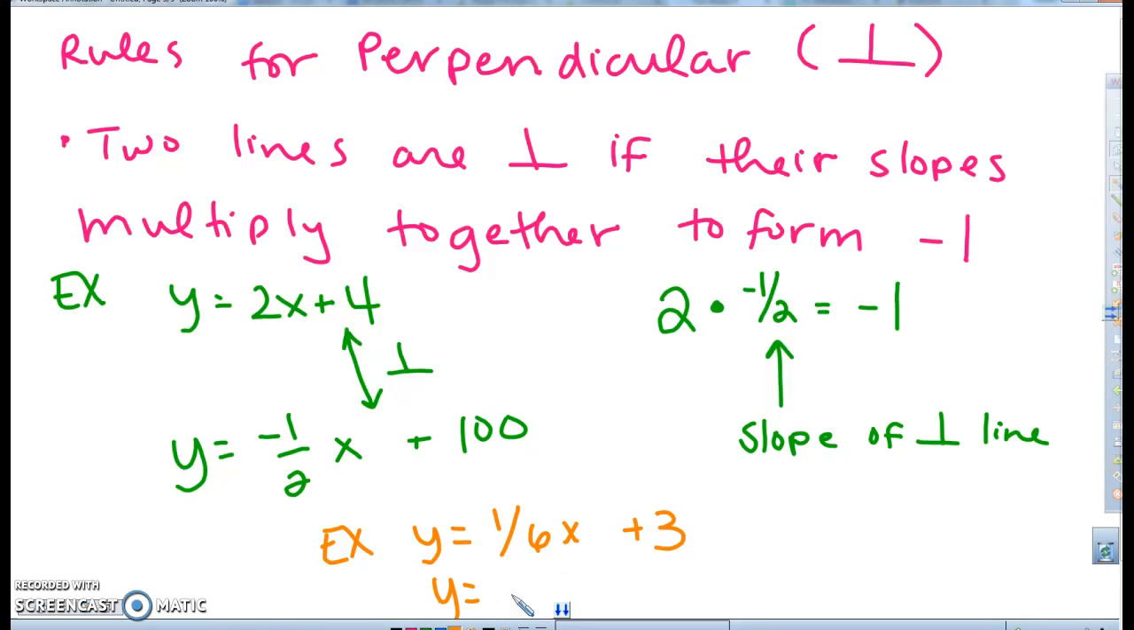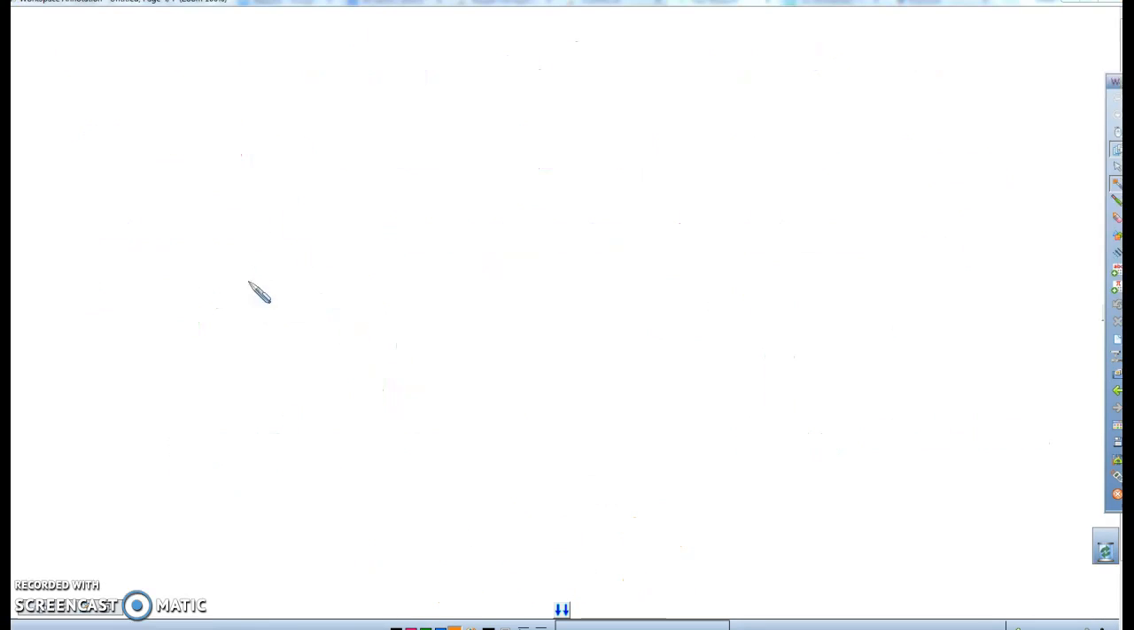Okay, so your line should have had the slope -6, because that would be the negative reciprocal, and then -6x plus some b. And you can use the same b, you can use that 3. You can use any b as long as your slope looks like the negative reciprocal in order to form a perpendicular line. Okay? Let's try one more of the perpendicular, because sometimes they're a little hard to get.